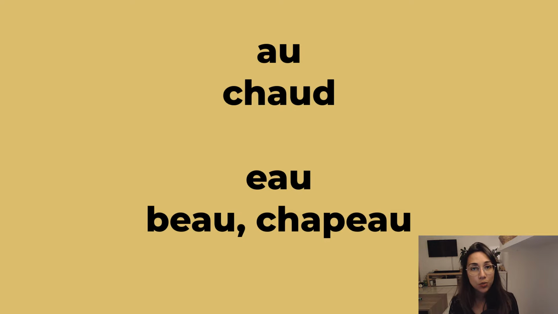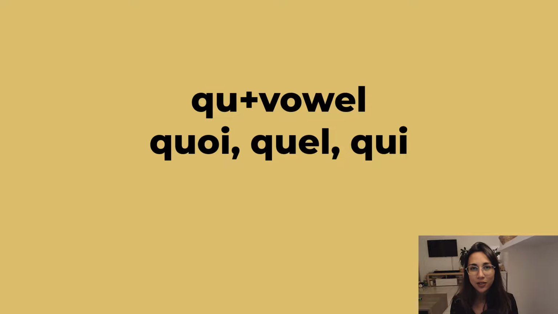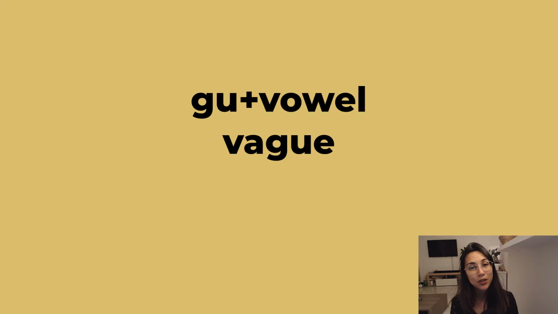The next one is the combination AU or EAU, which is pronounced O. Beau, chaud, chapeau. The next one, QU plus a vowel. This makes a letter K, basically the sound K. You don't pronounce the U. You can see this combination in words like quoi, quel, qui. The same goes for GU plus vowel. So G, G, G.